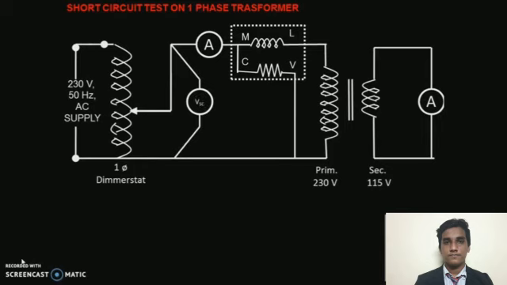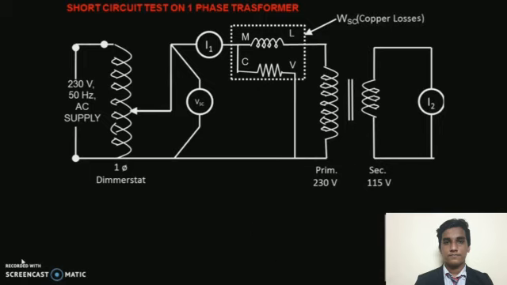It is represented by VSC. Now rated current will flow in the primary winding, so the ammeter will measure the primary current, that is I1, and the wattmeter will measure the value of WSC, that is the short circuit power. In the short circuit test, the power loss is nothing but the copper loss, and the secondary current is I2. So the secondary ammeter will measure the value of I2.